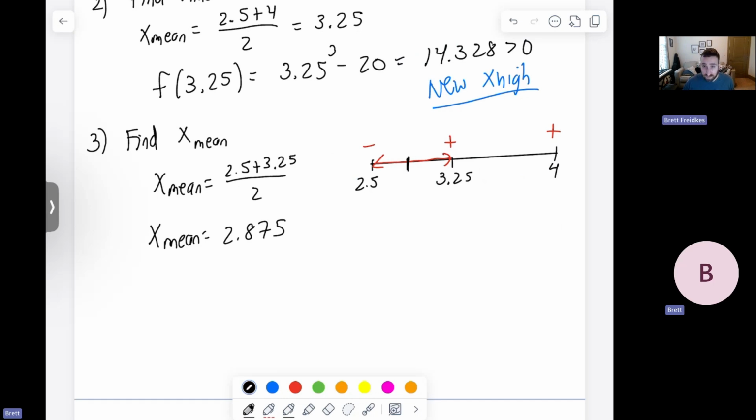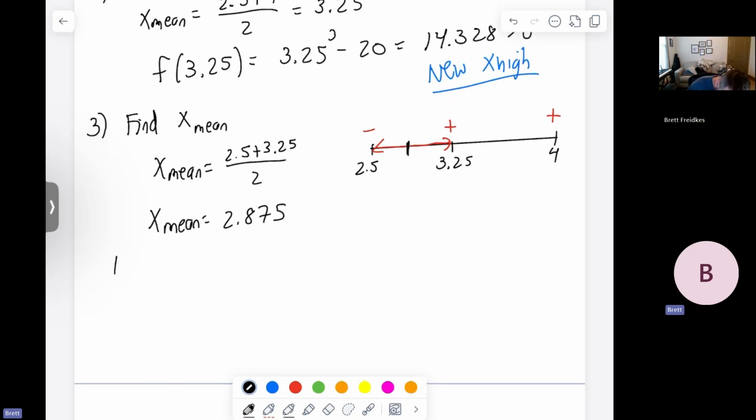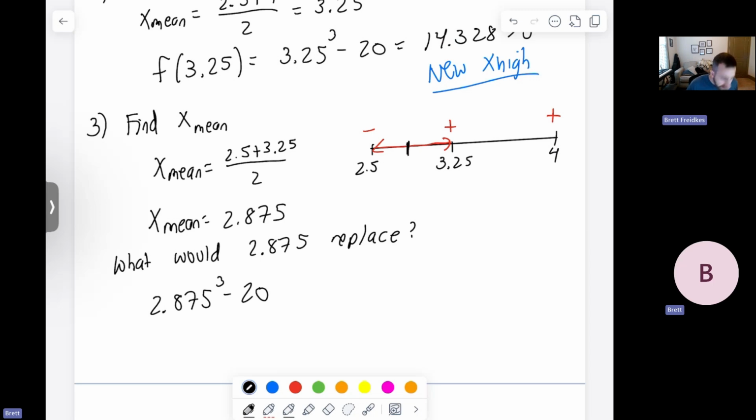And if I wanted to just go ahead and think about what my next iteration would look like, we would ask, what would the 2.875 replace? We can plug in 2.875 into the function. If we do that, we also get a positive number. That means that this is positive, and then we would have another window in between 2.5 and 3.25.